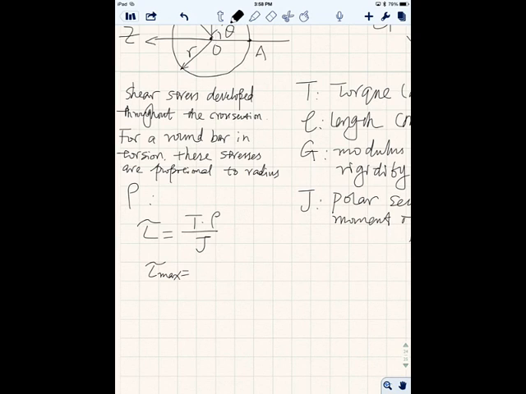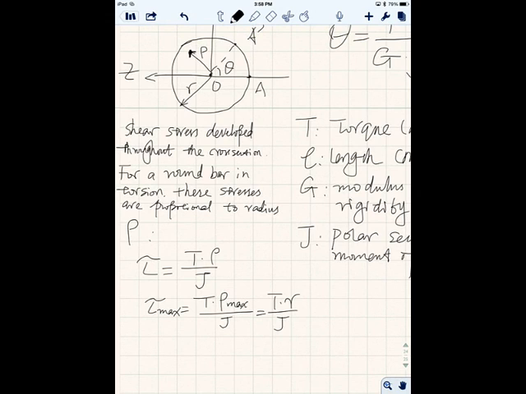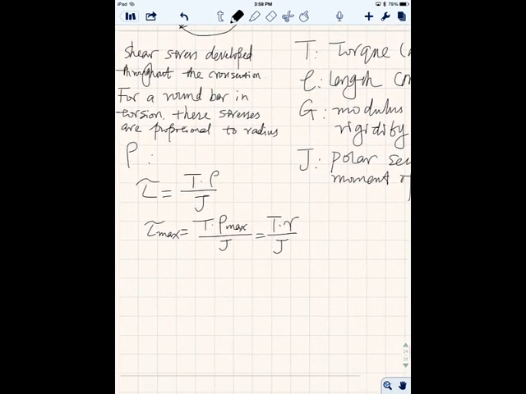Tau max equals T times rho max divided by J. In other words, equals T R divided by J, because maximum rho just equals R on the surface, right? So that tells you the surface of the rod has a maximum shear stress, but in the center it has zero shear stress. Okay. All right.